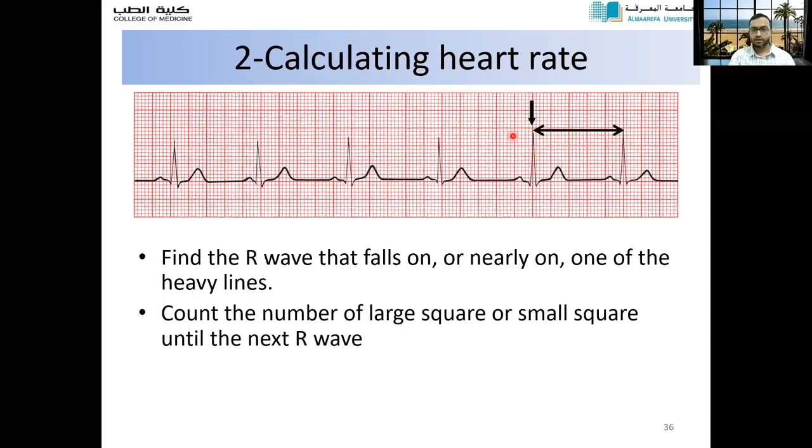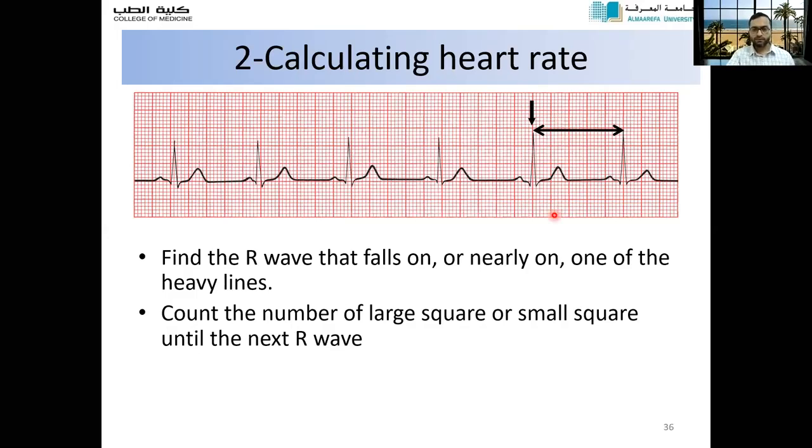And now we know the distance to the next R wave. How much can we count? 1, 2, 3, 4, 5. That is 5 big squares. Or you can convert it into small squares. Each big square contains 5 small squares, so 5 big squares will contain 25 small squares. Either you measure it as 5 big squares or as 25 small squares, one and the same thing.